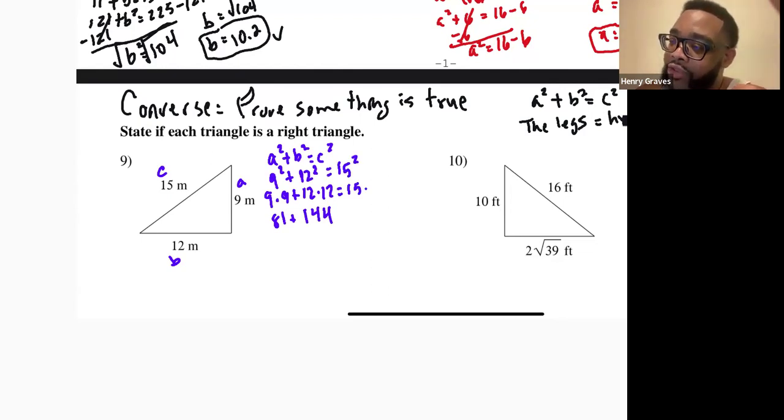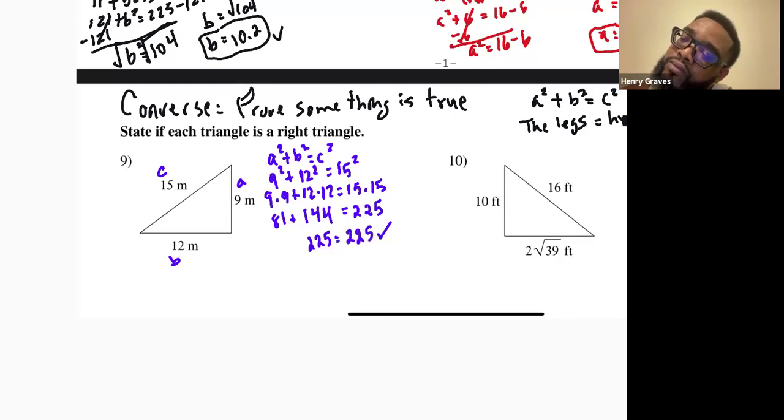I think it's true, but again, my hypothesis of converse means I still got to prove it. So I do 81 plus 144, which is 225. So since 225 is equal to 225, this is true. Oops. There we go.